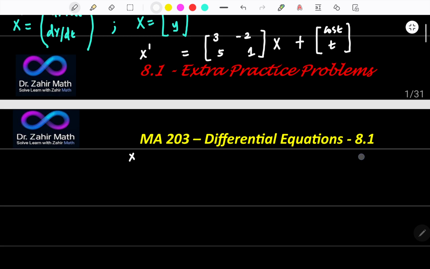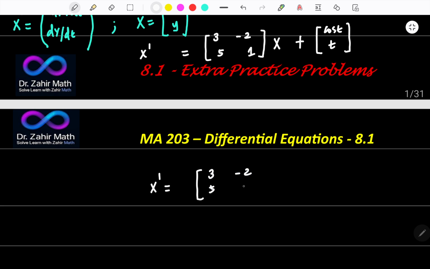Clear, all of you? Let me write this answer again because it is so congested. X dash is equal to the matrix 3, minus 2, 5 and 1, times X, and then plus cosine t and t. Is it easy? Right.